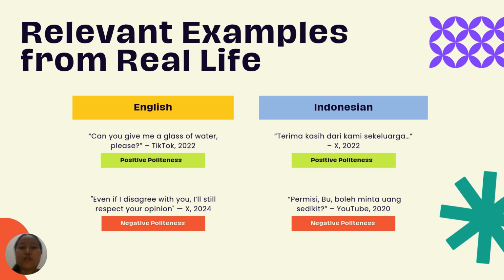And now let's move on to Indonesian. Here in negative politeness we have, "Permisi Bu, boleh minta uang sedikit." This includes respectful language like permisi and Bu, which means ma'am in English, showing negative politeness in a formal context. And then finally, the last one, "Terima kasih dari kami sekeluarga" is a formal expression of gratitude from a tweet by Ridwan Kamil in 2022. It reflects positive politeness in a formal written form.